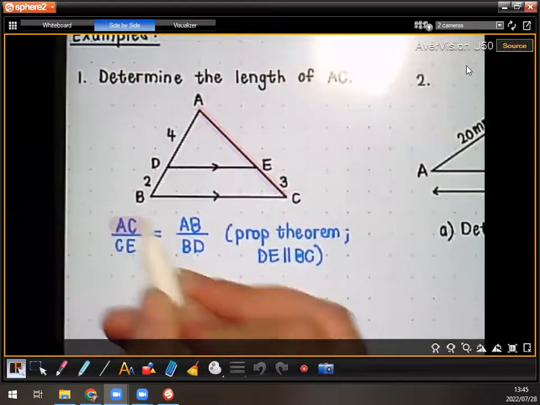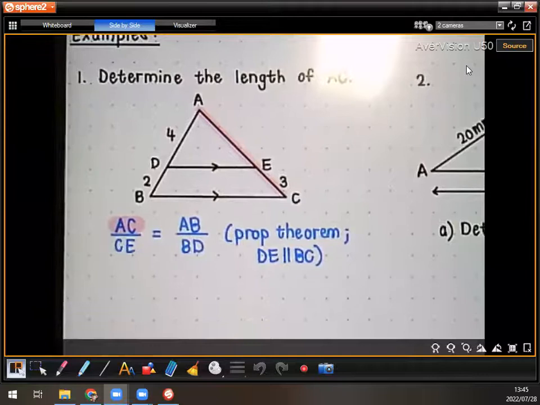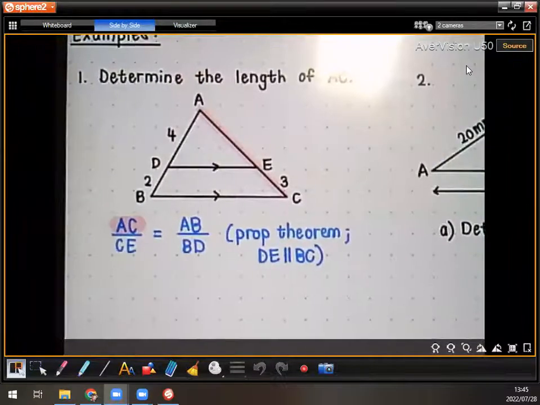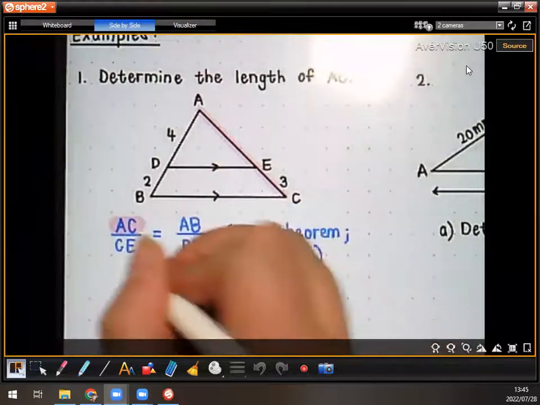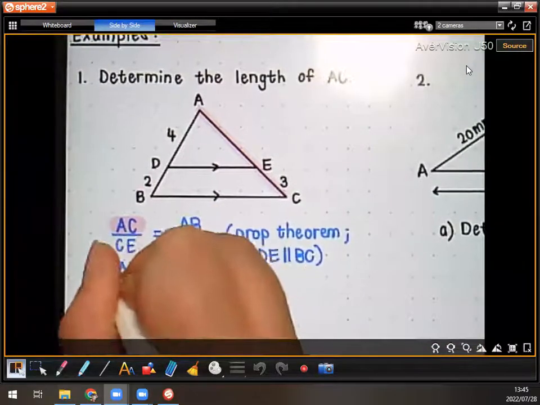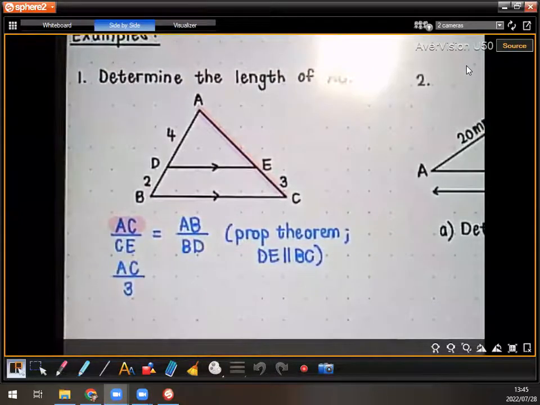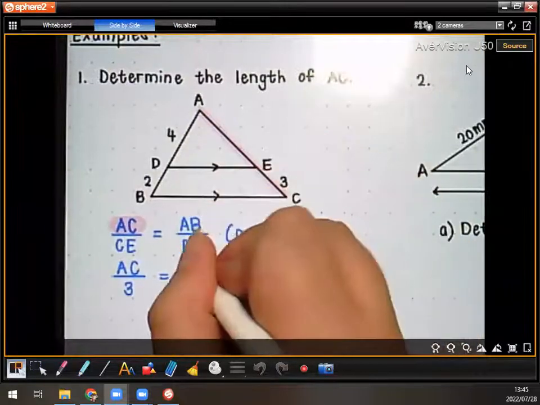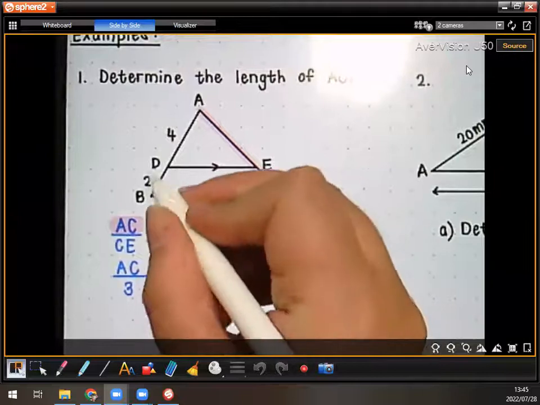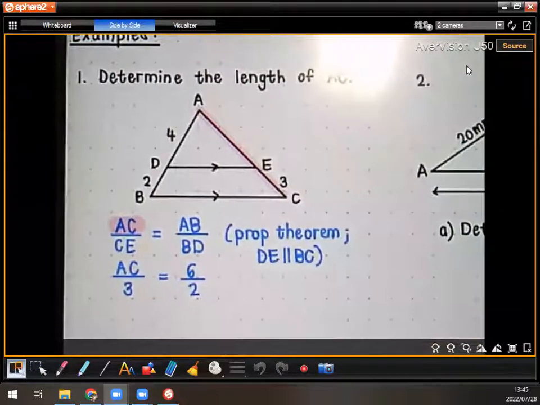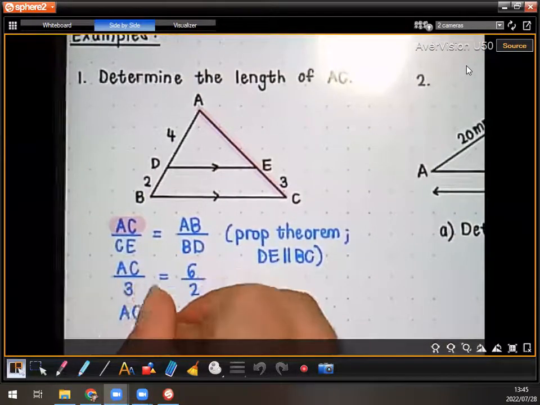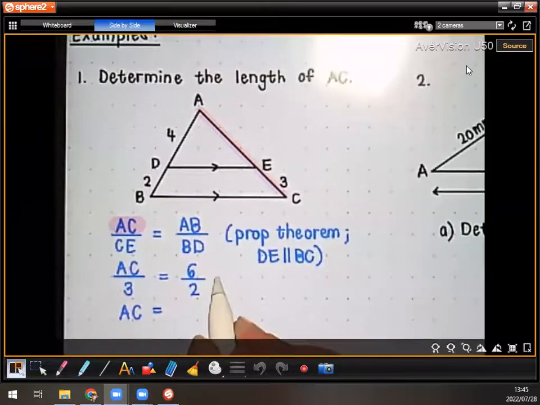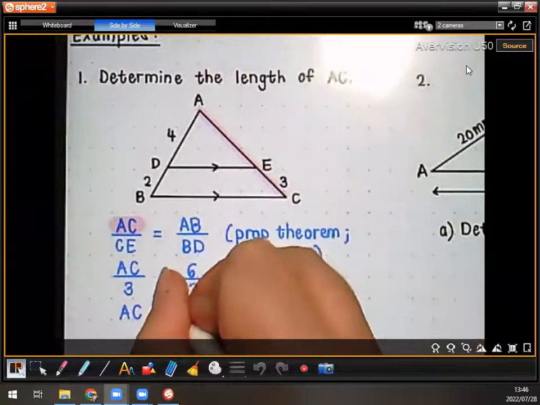Notice that the side that I'm trying to find, I put at the top of my first fraction. I'm just going to fill in those values. AC over, what's the length of CE? 3 equals, what's the length of AB? 6 over the length of BD, which is 2. So what is AC going to be equal to? What do I do with that 3? Multiply it out, okay? What's 6 divided by 2 firstly? 3. 3 times 3 is 9.